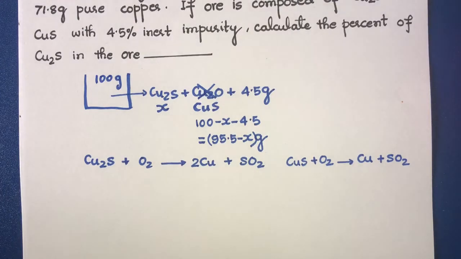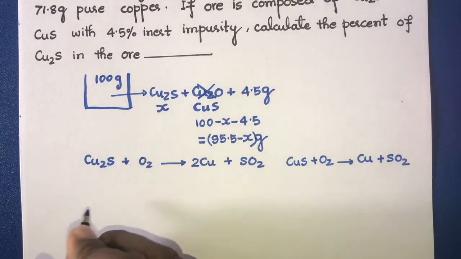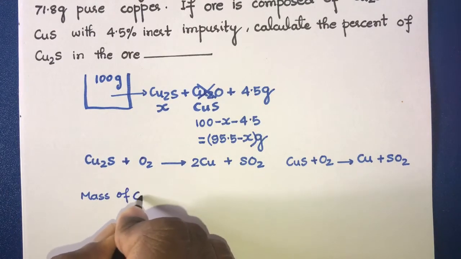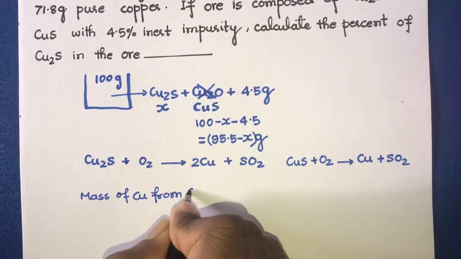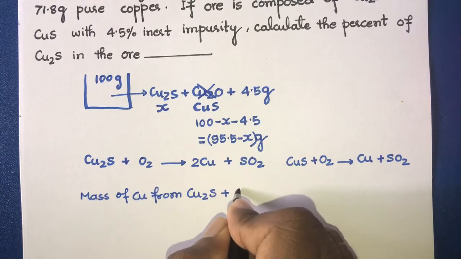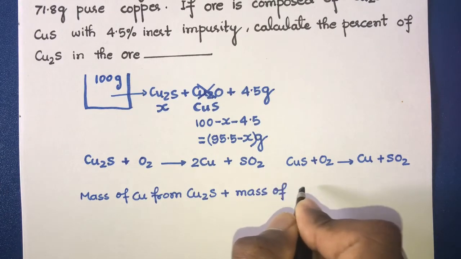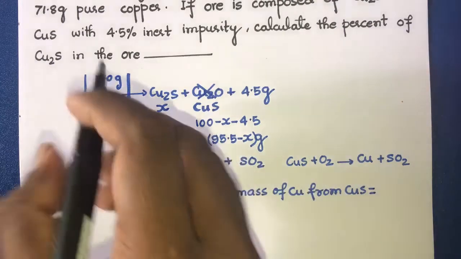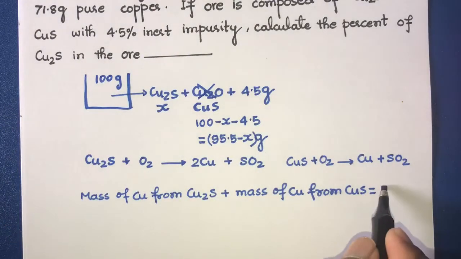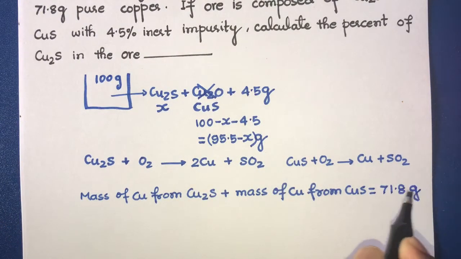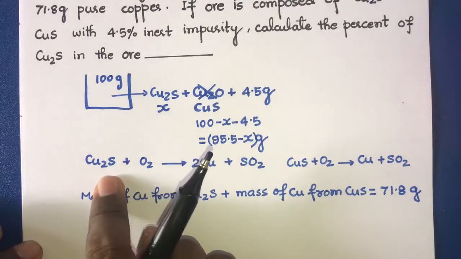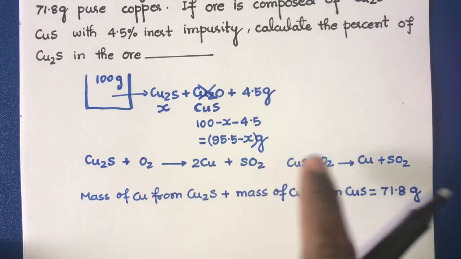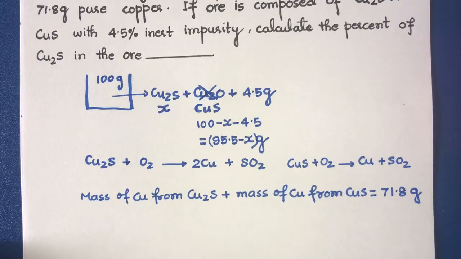Now we apply the mole concept. We can write mass of copper from Cu2S plus mass of copper from CuS will be equal to 71.8 gram, because 71.8 gram of pure copper is produced. In this reaction some amount of copper is produced, in the other reaction also some amount of copper is produced, and if we add both masses we will get 71.8 gram.